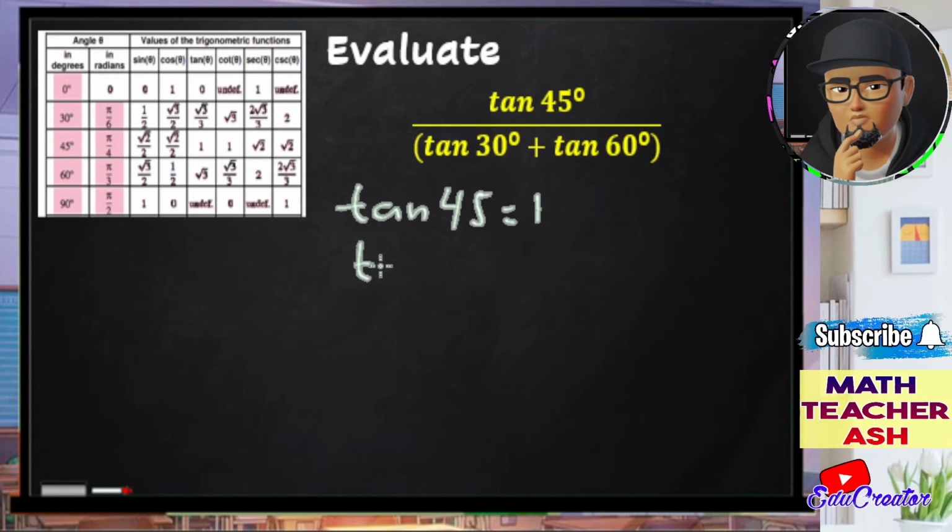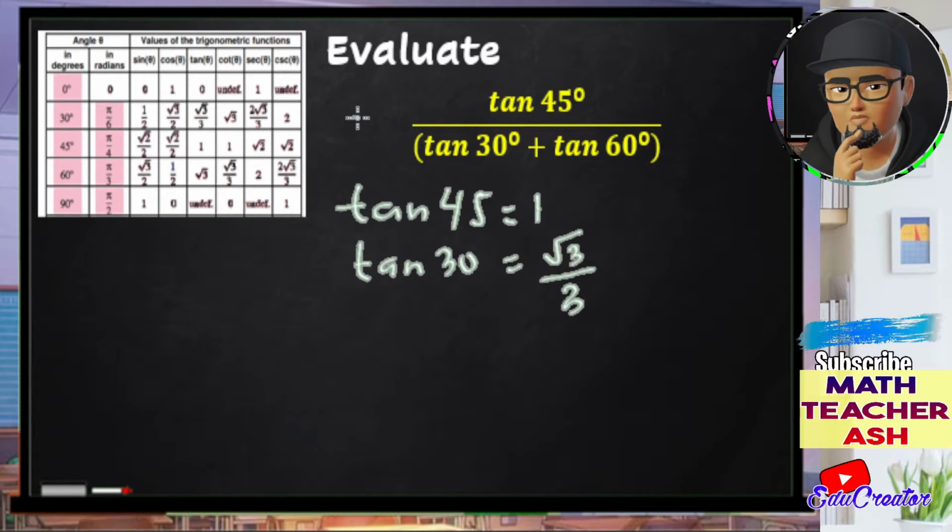Our tan 30 degrees, the value of that is equal to square root of 3 over 3, as you can see right here. And our tan 60 is equal to square root of 3.